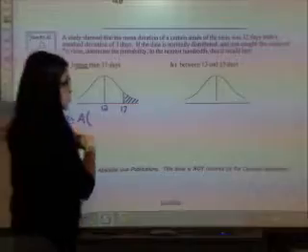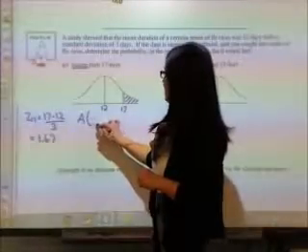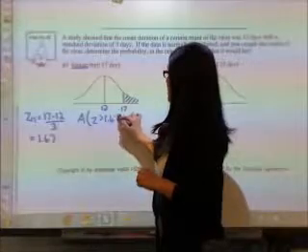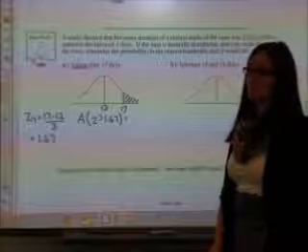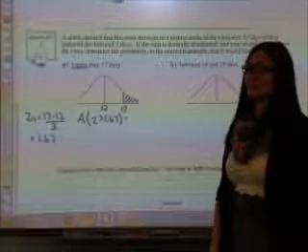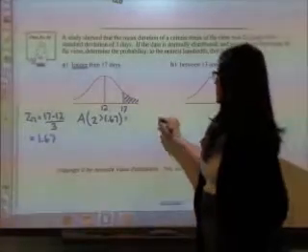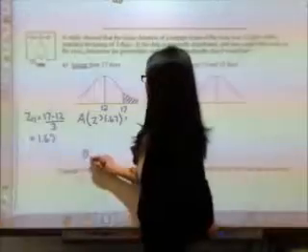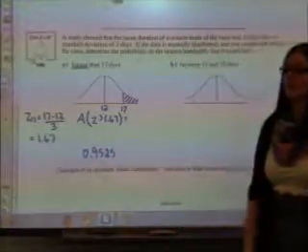that is greater than 0.95, so I need this part that's greater than 1.67. How would I find that out? So what happens when I look up 1.67? What do I get? 0.95. So 0.9525? Yep. And what does that represent?